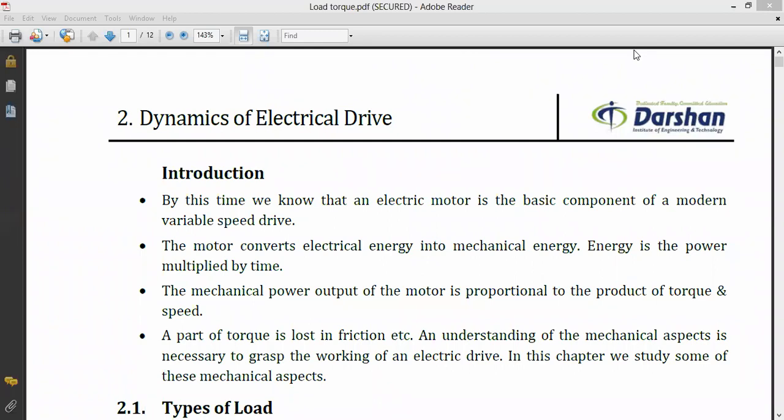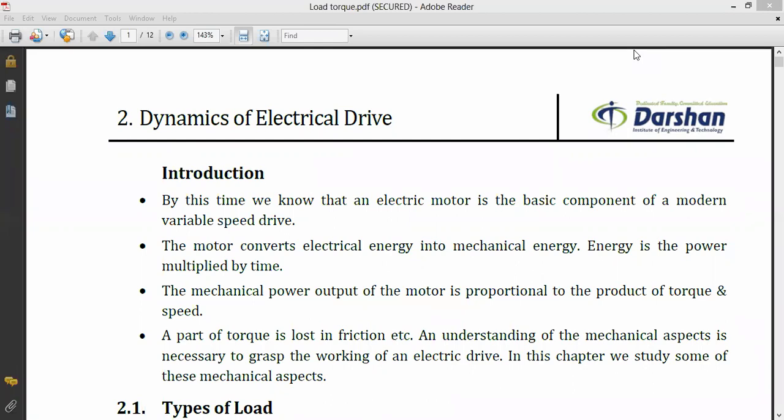Now we will discuss today's topic, the dynamics of electric drive. Up to this stage, you have covered what we mean by an industrial drive and what the various components of an industrial drive are. In the case of an electrical industrial drive, we use an electrical motor as the prime mover. So what are the various criteria for the selection of an electrical motor in an electric drive? These are all things we discussed in our previous lectures.